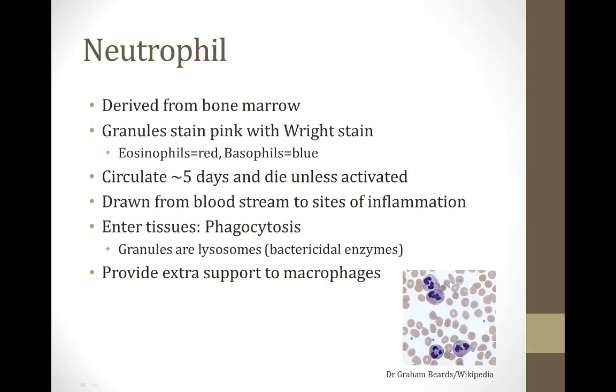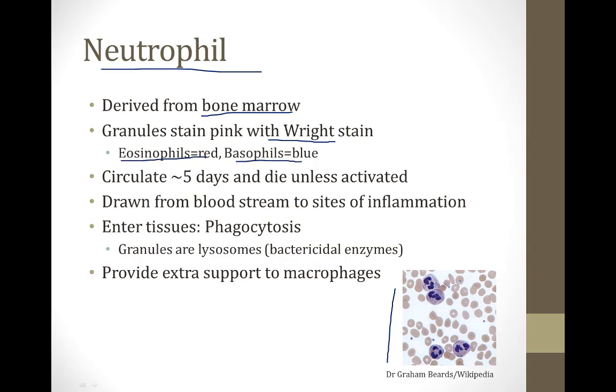The next element of the innate immune system is the neutrophil, and the easiest way to think about neutrophils is that they are the backup cells to macrophages. When macrophages encounter pathogens, they can call in neutrophils from the bloodstream for help. Neutrophils are derived from the bone marrow, and they stain pink with Wright stain. This is a picture of some neutrophils down here in the bottom right-hand corner of the screen. By comparison, eosinophils, which we'll talk about in a little bit, stain red, and basophils stain blue.